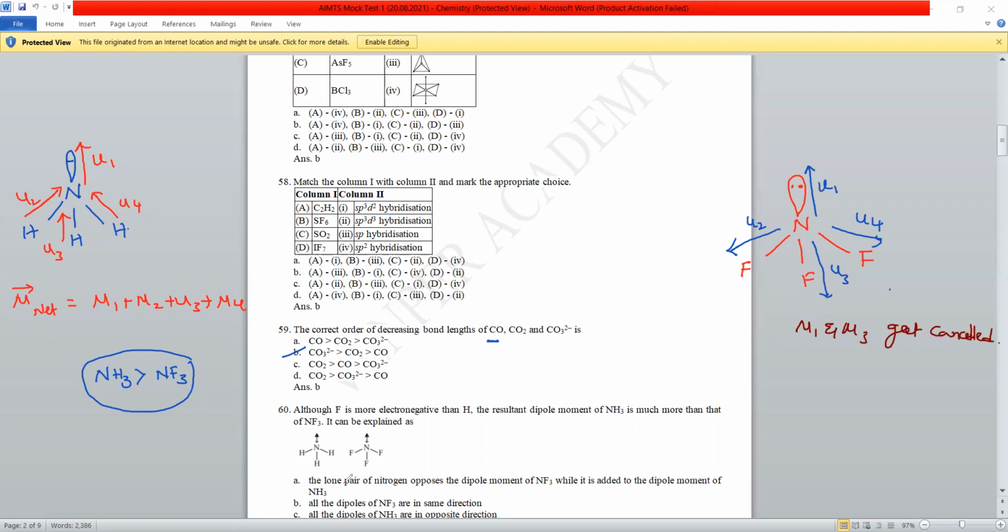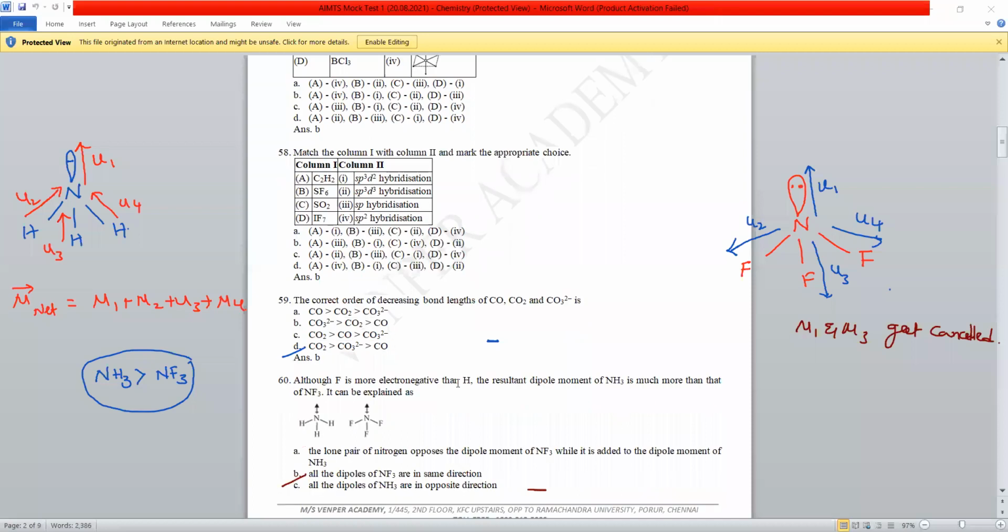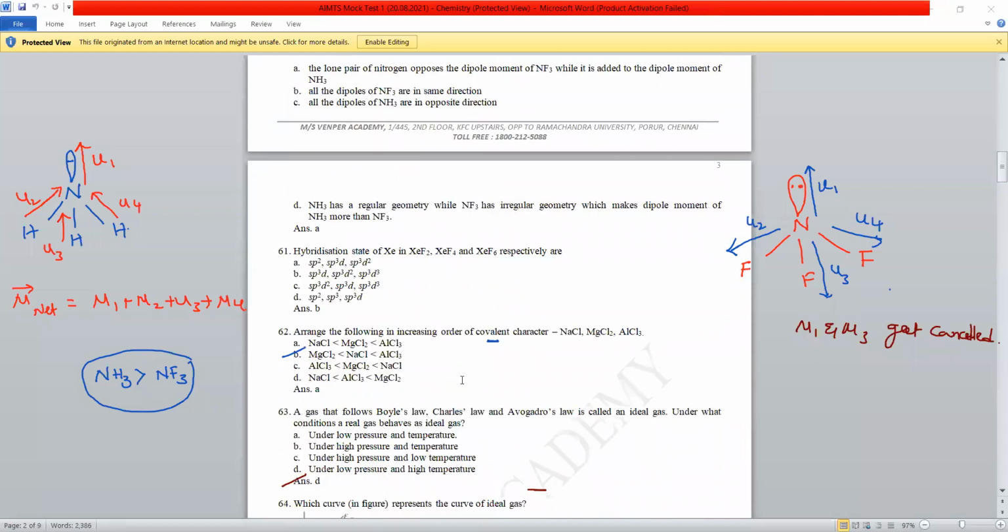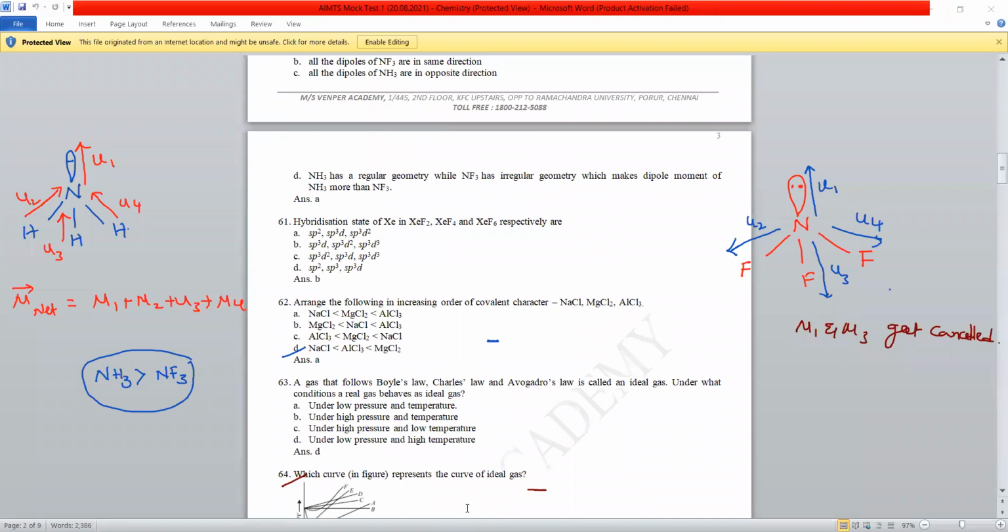So let's check here. The lone pair of nitrogen opposes the dipole moment of NH3. Lone pairs are only opposing here. So statement 1 is exactly the correct one they have given. That is the correct explanation for this question. Option A is the correct answer.